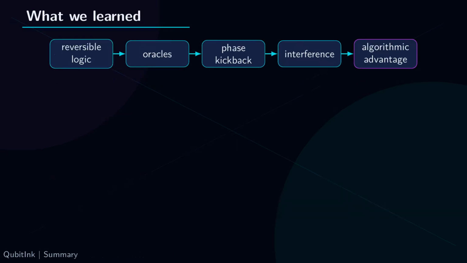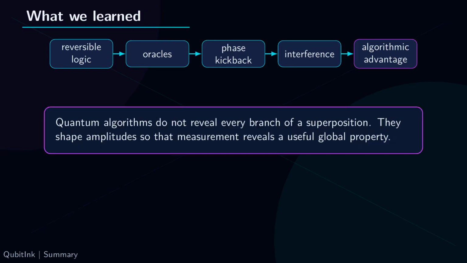This video followed a chain of ideas: reversible logic, oracles, phase kickback, interference, and algorithmic advantage. Reversibility is required because quantum evolution before measurement is unitary. Oracles allow classical functions to be queried inside quantum circuits. Phase kickback writes function values into signs. Interference converts those signs into measurable outcomes.